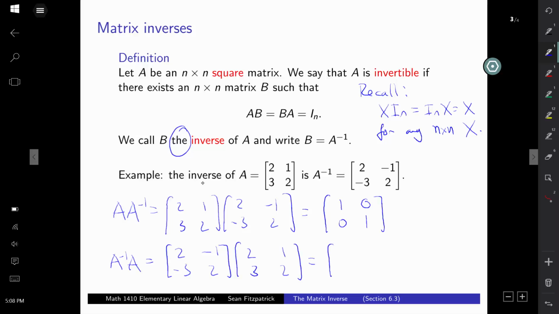Okay, so we do 2 times 2 is 4, minus 3, we get our 1, and again 2 minus 2, 0, minus 6 plus 6, 0, and then finally minus 3 plus 4, we do get a 1. So it works in either order, and so that tells us that these two matrices are indeed invertible and they are inverses of each other.